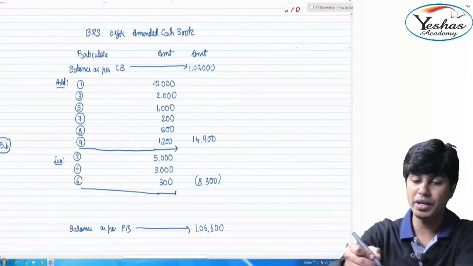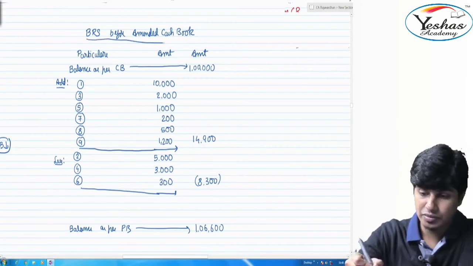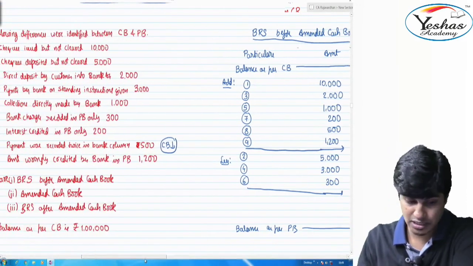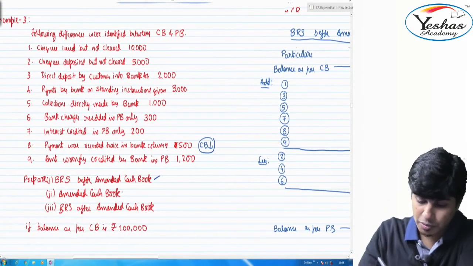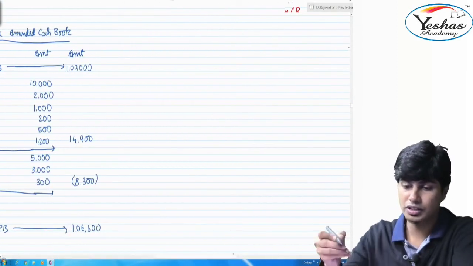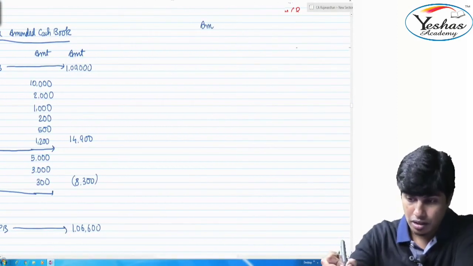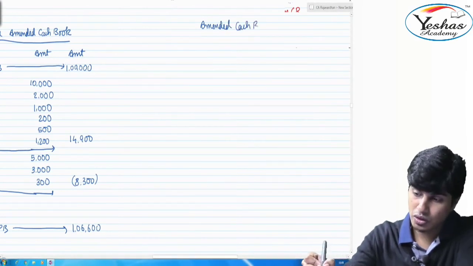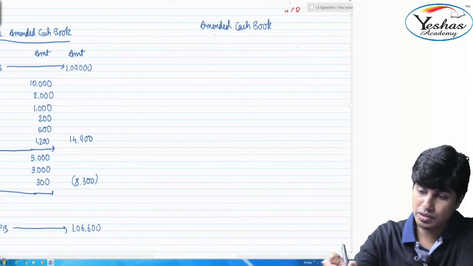Yes, that is our BRS before amended cash book. Now we need to prepare the amended cash book. See what they have asked in the series? BRS before amended cash book. Now they are asking for amended cash book. Okay, concentrate. Amended cash book. Or you have another name for this.